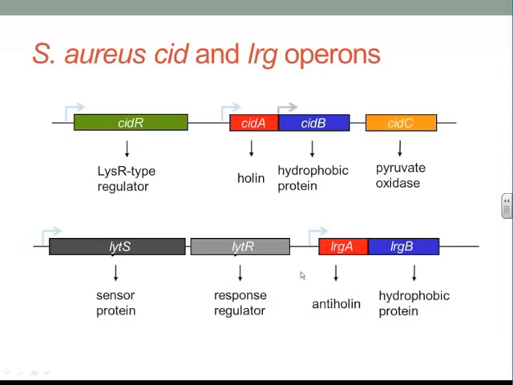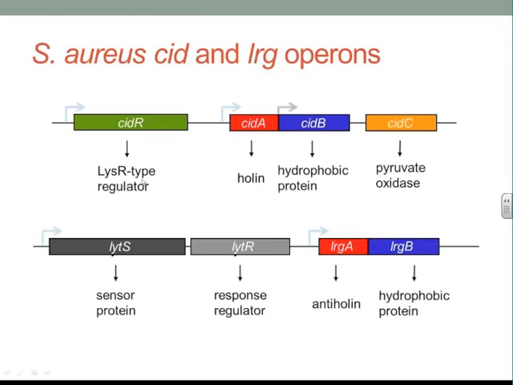As I previously stated in the last one, we're looking at these two cid and lrg operons. Now, what we've previously shown in our lab is that these cid and lrg operons are important for programmed cell death and allowing the release of extracellular DNA into the extracellular matrix, which forms a normal biofilm.